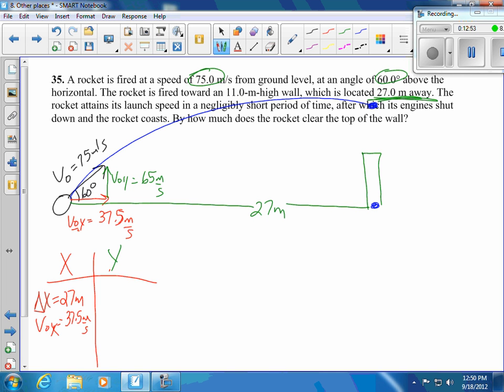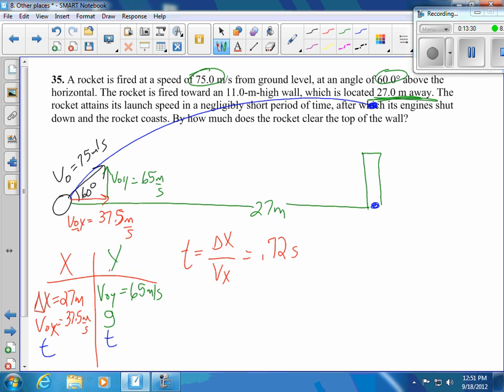I hope you immediately know, oh, I can solve for time in the x column. And I know V naught y is 65 meters per second up, and I know g. So if I can find time in the x column and stick it in the y column, I can easily find delta y, the height of the projectile, when it's gone 27 meters sideways. So I'm going to find time using the x column, delta x over Vx. That's 27 meters divided by 37.5 meters per second, and that comes out to be 0.72 seconds.